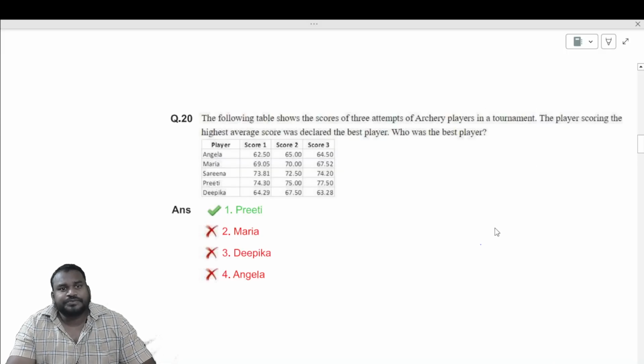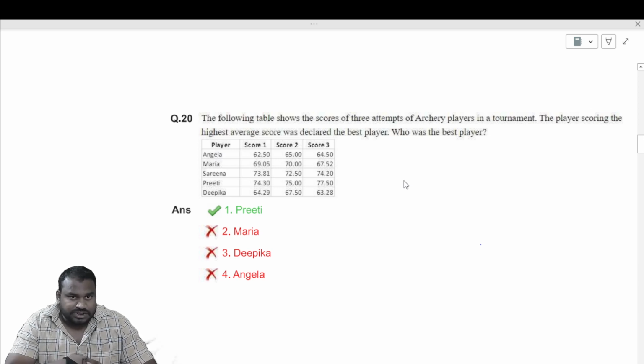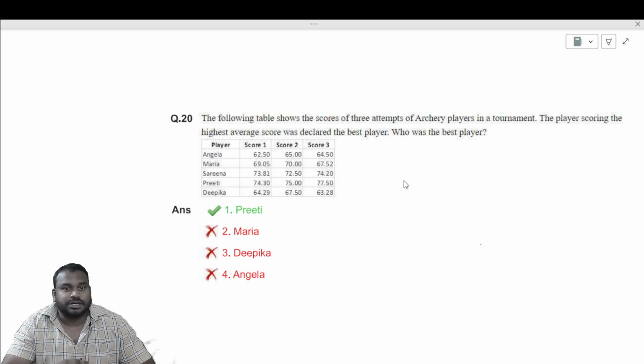Next question. The following table shows the scores of 3 teams of archery players in a tournament. There is a tournament conducted for archery players. The scores were given as score 1, score 2, and score 3. The player scoring the highest average score was declared the best player. Obviously, whoever scores the highest value will become the best player. So, who was the best player?